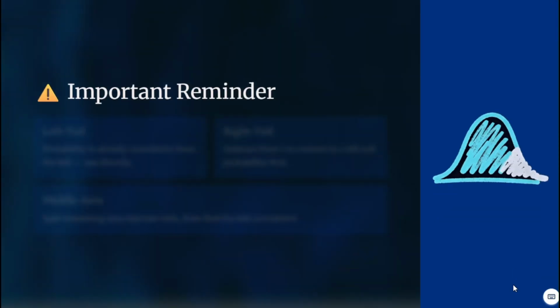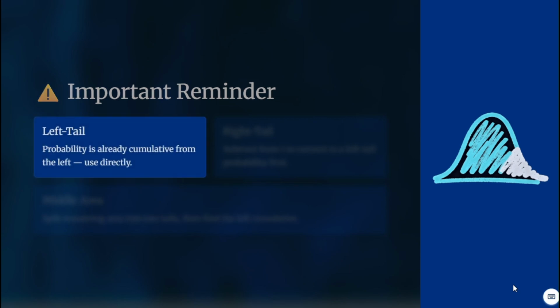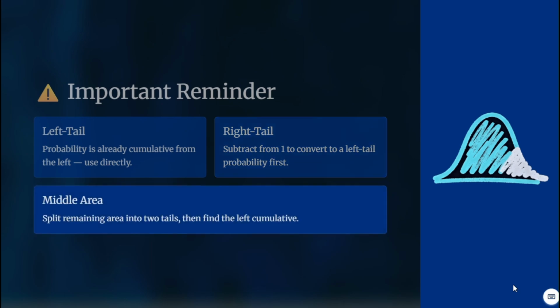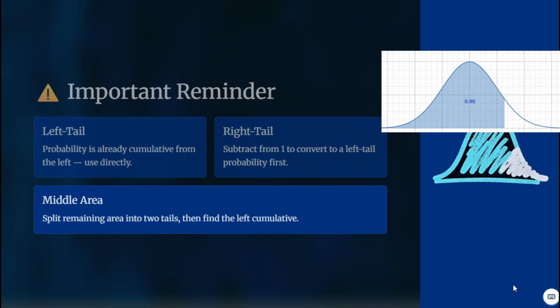Remember that z-tables give the area to the left. So always ask yourself, is this a left tail, a right tail, or a middle problem? If it's a left tail problem, meaning the probability that z is less than some given value, the probability is already cumulative from the left in the table, so you can just use it directly. But if it is a right tail problem, meaning the probability that z is greater than some value, you'll need to subtract from 1 to convert to a left tail probability first. And if it's a middle area problem, you'll need to split the remaining area into 2 tails and then find the left cumulative.